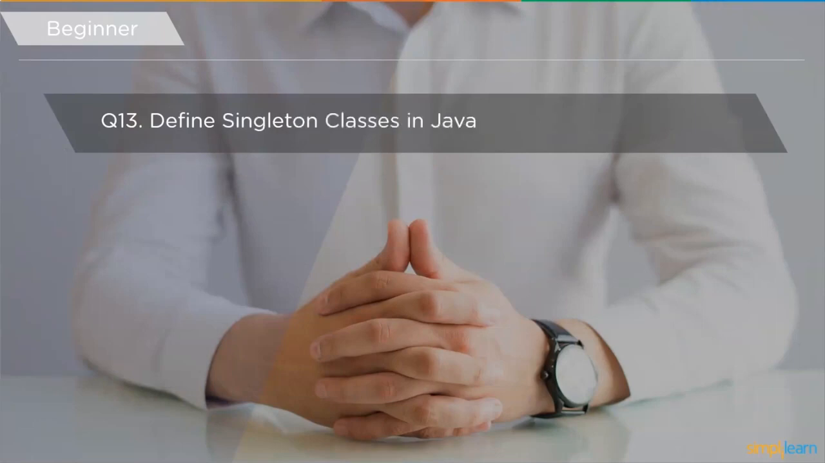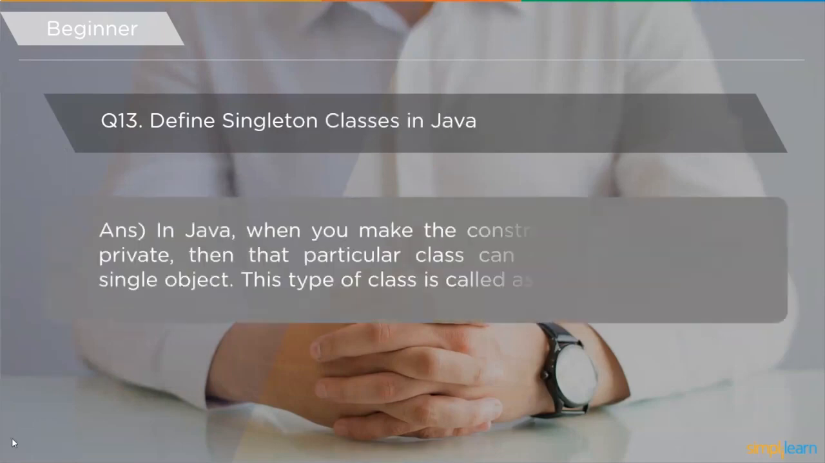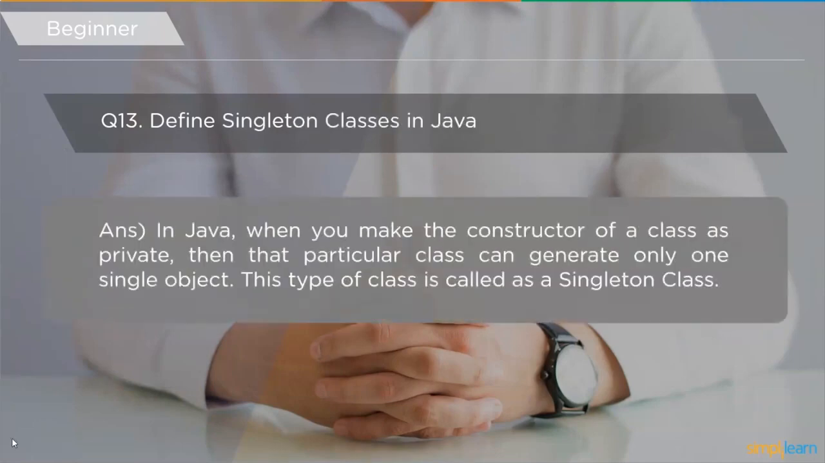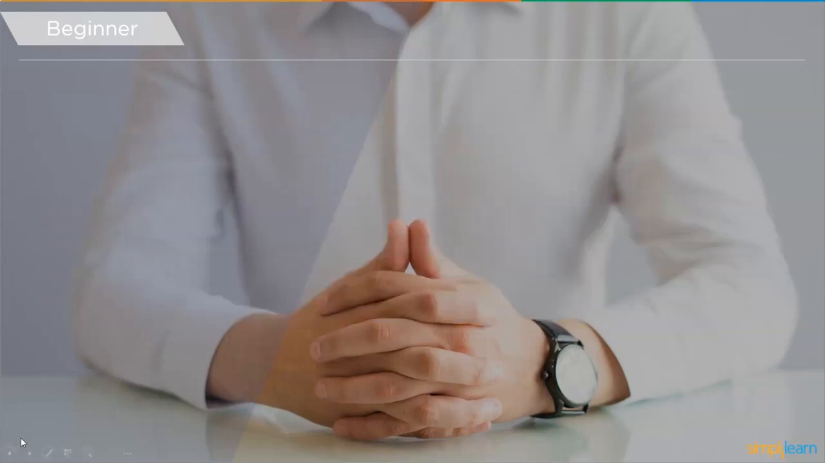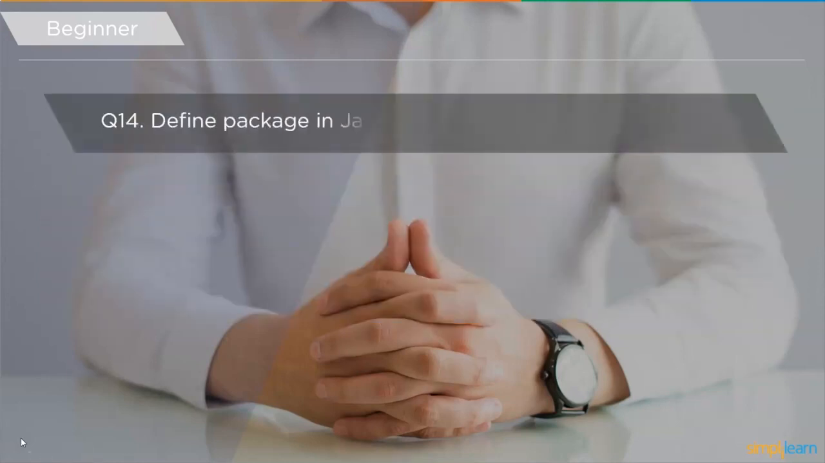Define singleton classes in Java. So the answer for this question is, in Java, when you make the constructor of a class private, then the particular class can generate only one single object. This is the reason why such types of classes are called singleton classes. So followed by that, we have our next question that says define package in Java.